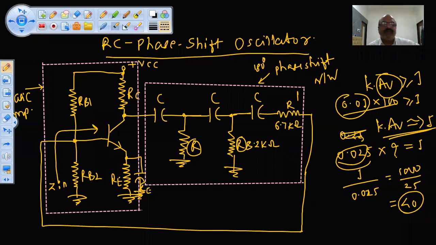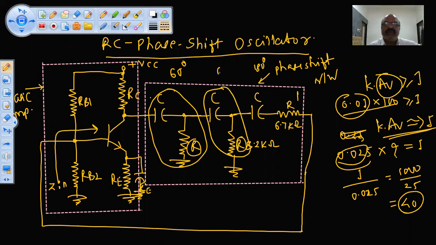ठीक आहे. तर महत्वाचा भाग आता हा, पहिलं जे आरसी नेटवर्क आहे, that provides 60 degrees phase shift. Second RC network provides 60 degrees phase shift, and third RC network provides 60 degrees phase shift. प्रत्येक आरसी नेटवर्क 60 डिग्रीची फेज शिफ्ट तुम्हाला देतं. म्हणजे टोटल फेज शिफ्ट किती झाली? 60 अधिक 60 अधिक 60 म्हणजे 180 डिग्री. सो इट इज 180 डिग्रीज फेज शिफ्ट नेट.